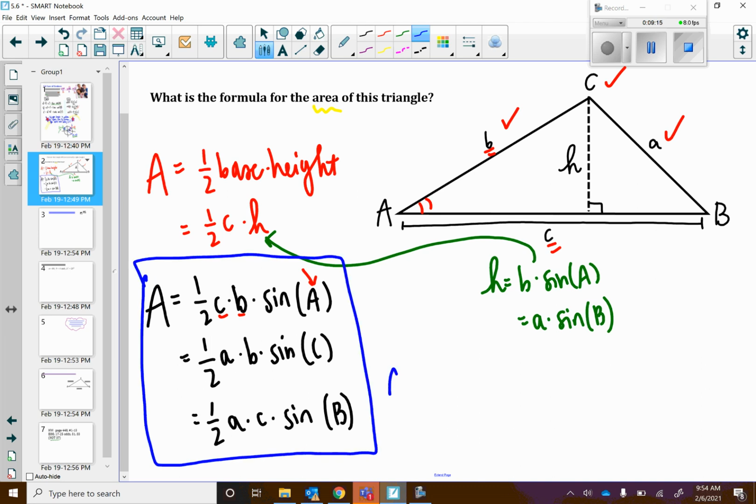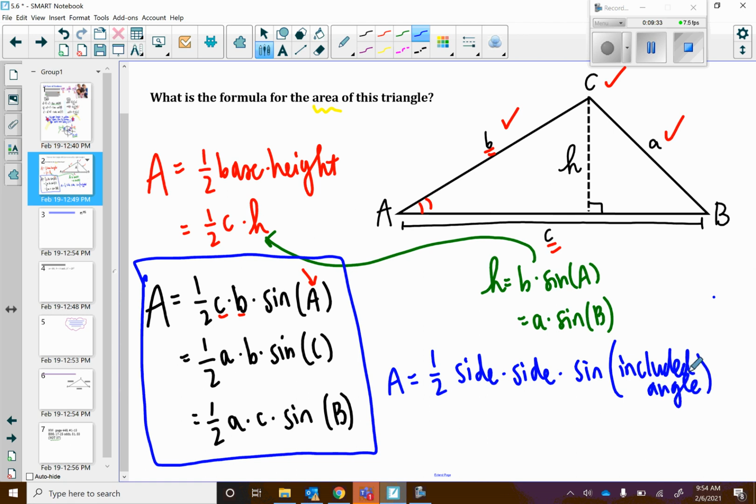And maybe the smarter way to write this would be 1/2 side times side times sine of the included angle, the angle in between.